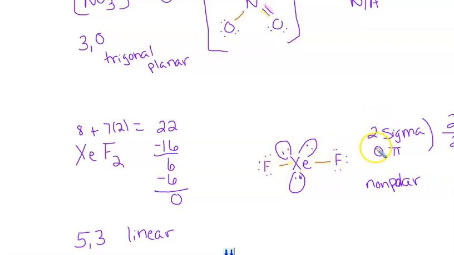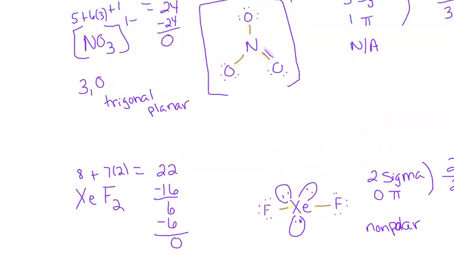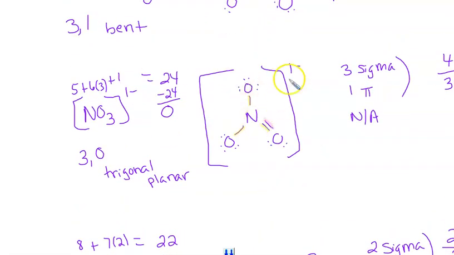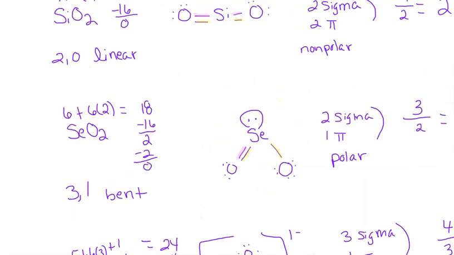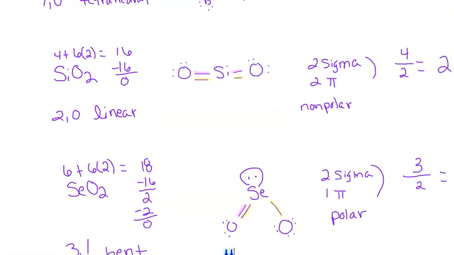So if you only have sigma bonds, your bond order will always be 1. You only get the weird numbers if you start to see pi's, okay? So that's bond order. Hopefully that makes sense. That wasn't too bad, was it?